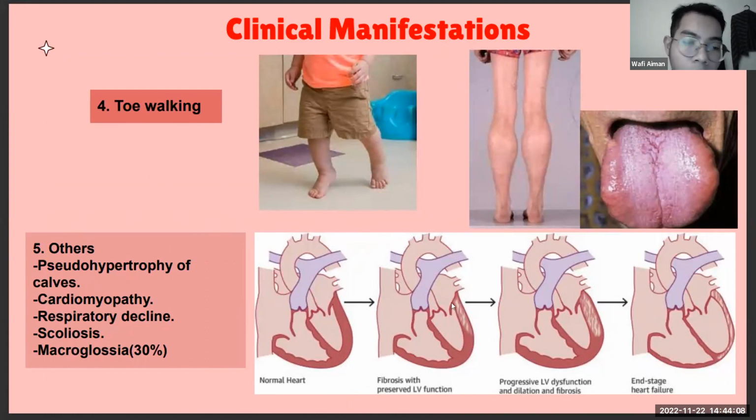And then we have cardiomyopathy. The specific type of cardiomyopathy is dilated cardiomyopathy. And then we have a respiratory decline because respiratory muscle will also be affected. And then we have scoliosis and then macroglossia. The concept of macroglossia and pseudohypertrophy is almost the same, in which the muscle at that component of the body will be dead and then will be replaced by fibrotic and fat tissue. That's why it appears big in size.